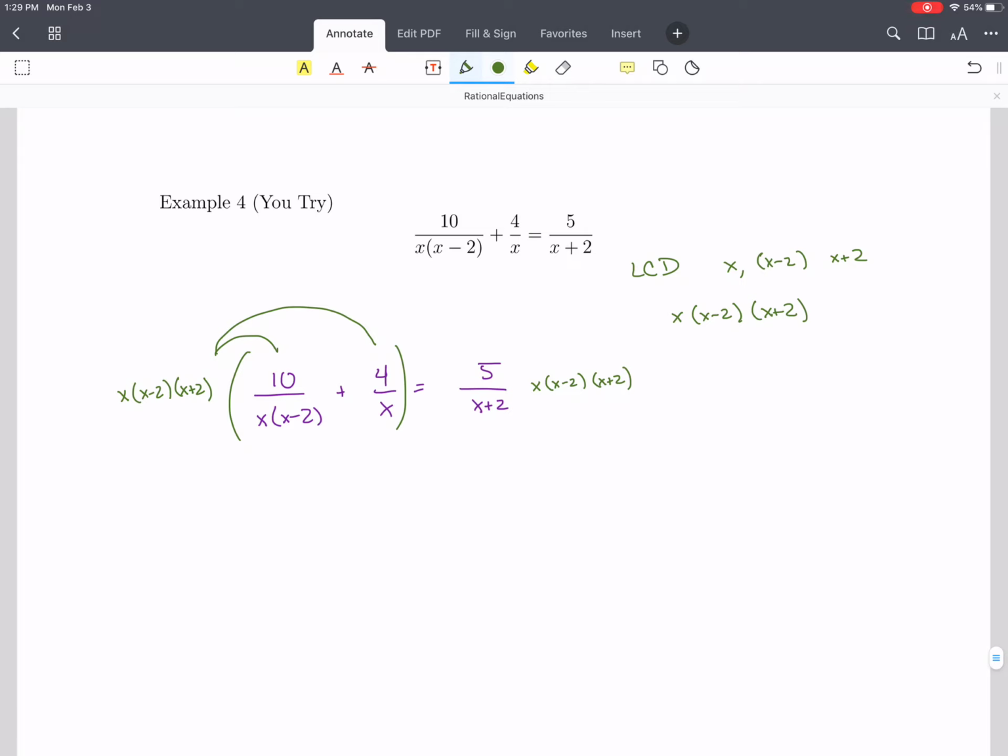And then I see what happens to the left side of the equation. Well, my x times x minus 2 cancel in my first term, and I'm left with 10 times x plus 2. My x cancels in my second term, and I'm left with 4 times x minus 2 times x plus 2. And then my x plus 2 cancels on my right side, so I'm just left with 5x times x minus 2.